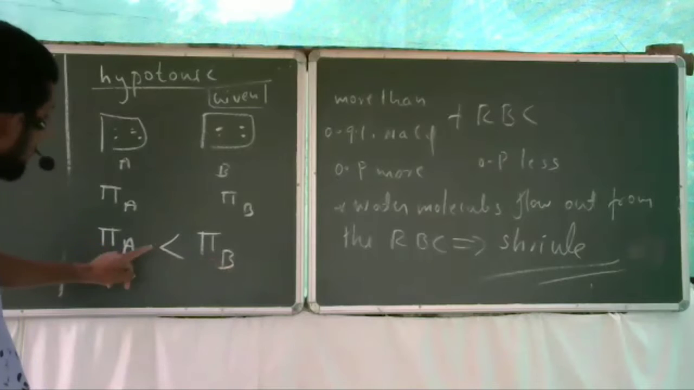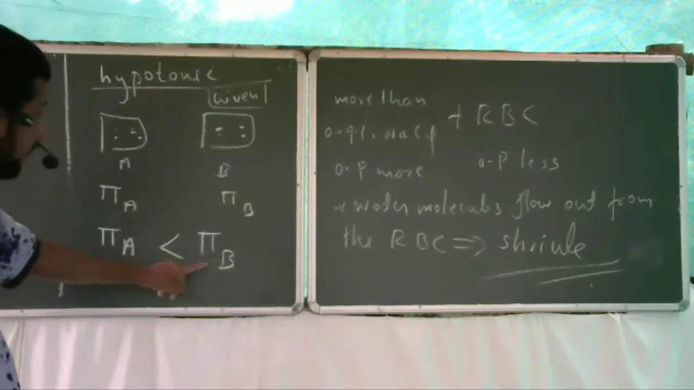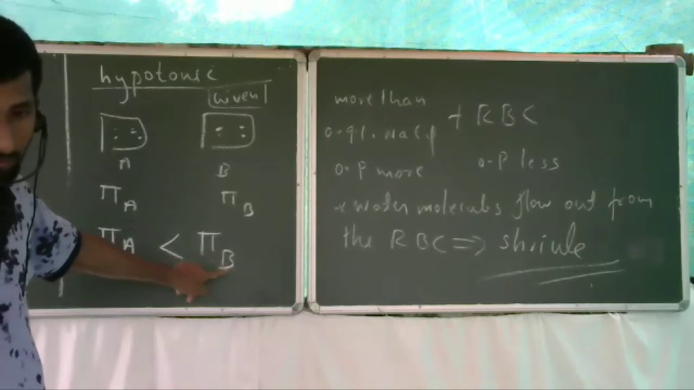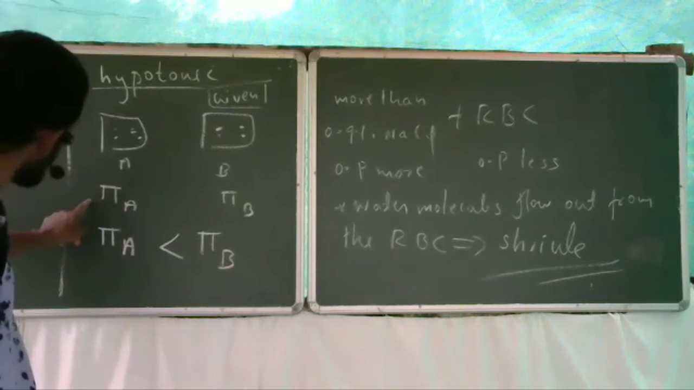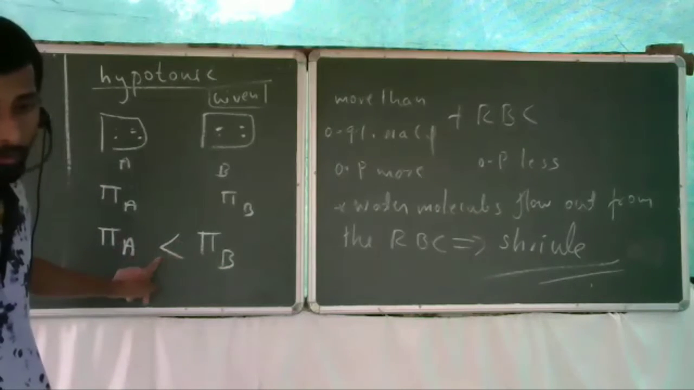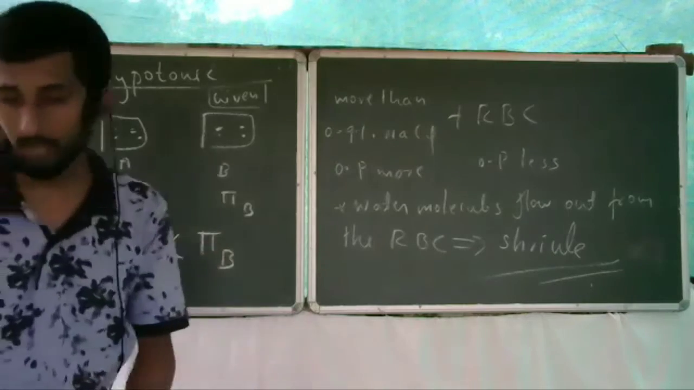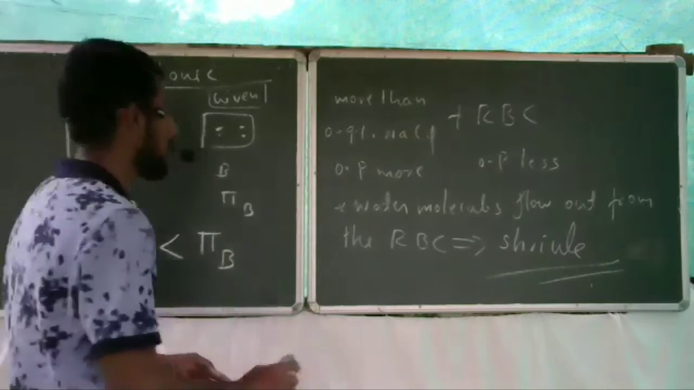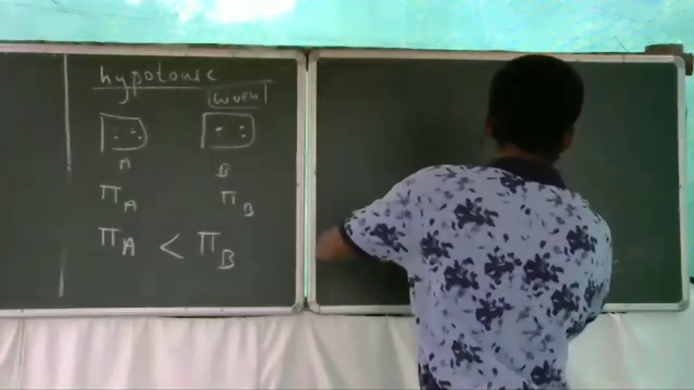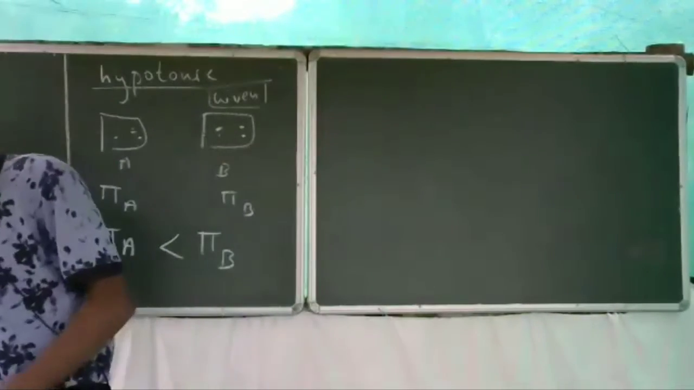Okay, osmotic pressure of the solution is lower than that of the given solution. Okay, then solution A is hypotonic with solution B. Okay, then solution A is hypotonic. So we can write the definition for hypotonic.